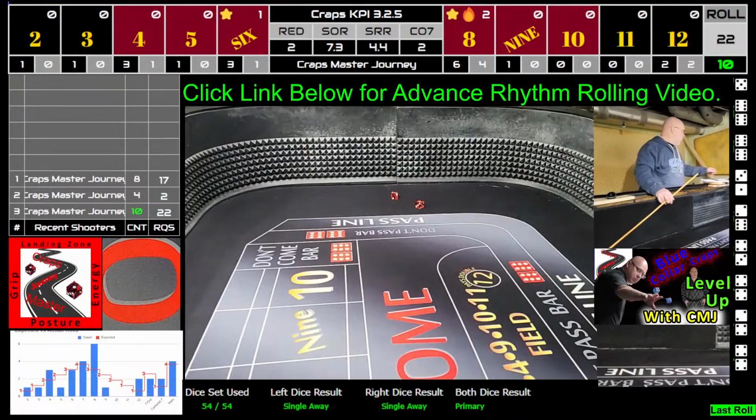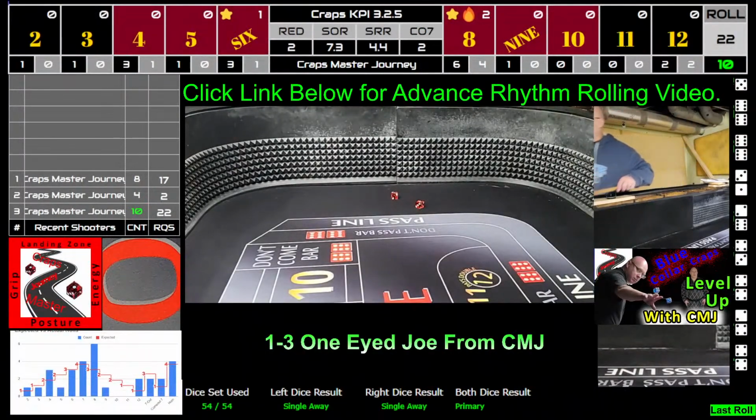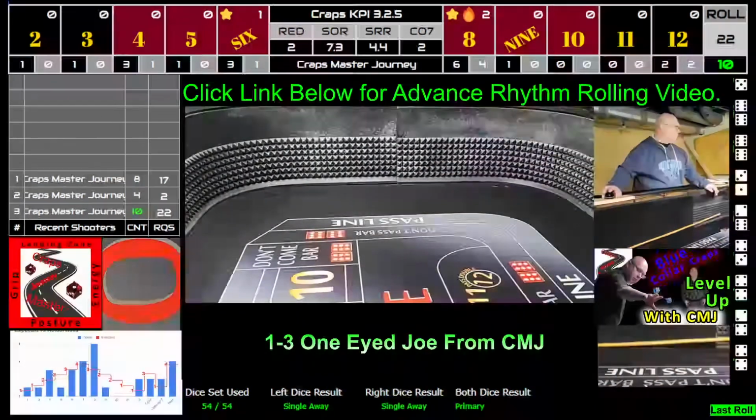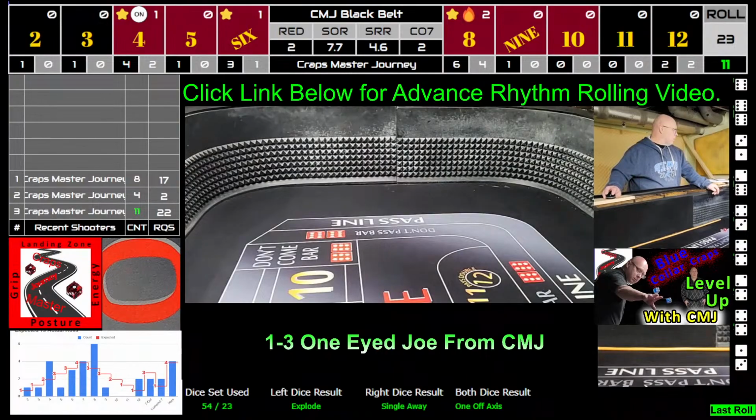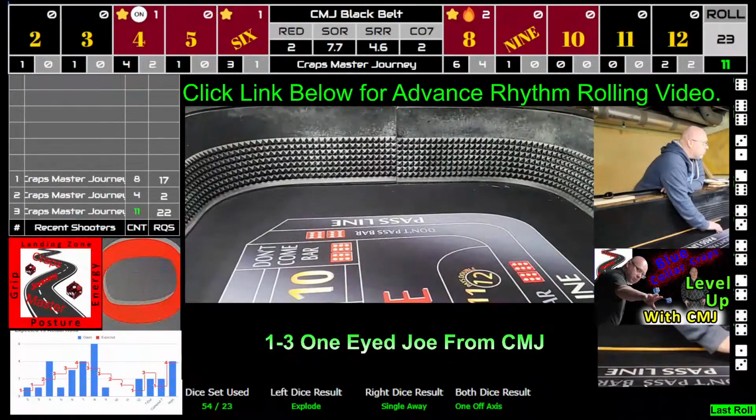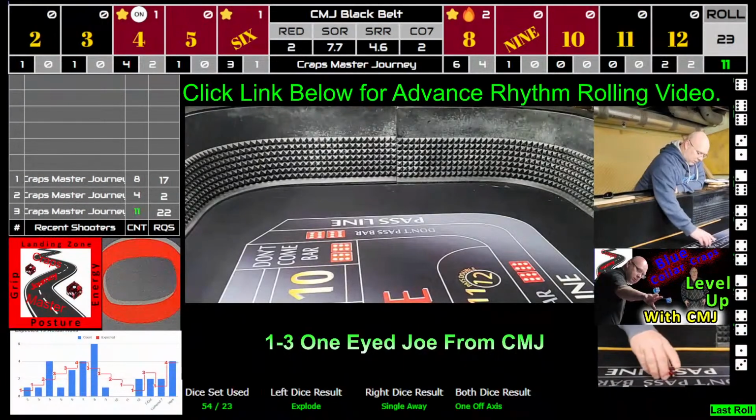One, 3, 4, medium or one-eyed Joe from Craps Master Journey. So marking that point of 4. 4, 2, 3 is going to be a left eye off access. Single pitch on the right side. Oh, it's $500 on there. Okay.